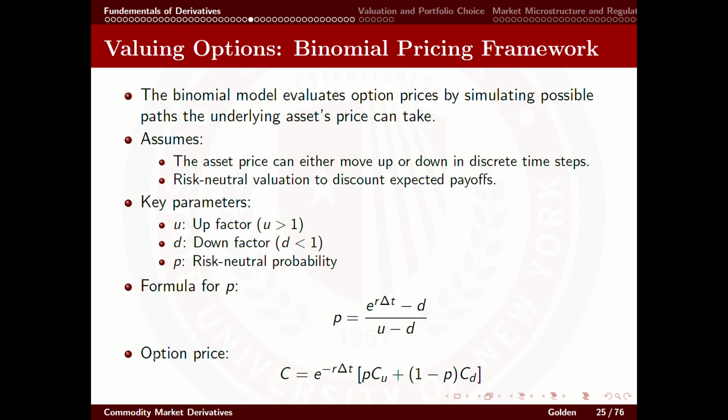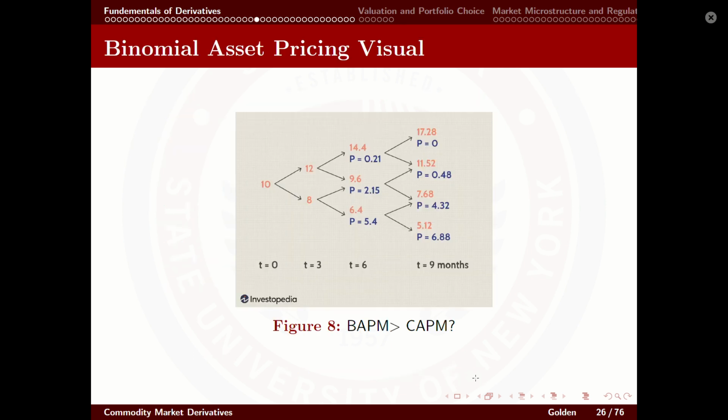And then you have the option price. The price of a call option is equal to this discount factor right here times the probability of the price going up times the value of the call option if it goes up, plus 1 minus the probability of the price going up, which is the probability of it going down, times the value of the option if it goes down, essentially worthless because this is a call option, which is pretty much 0. So this is the Binomial Asset Pricing Model, or the BAPM.